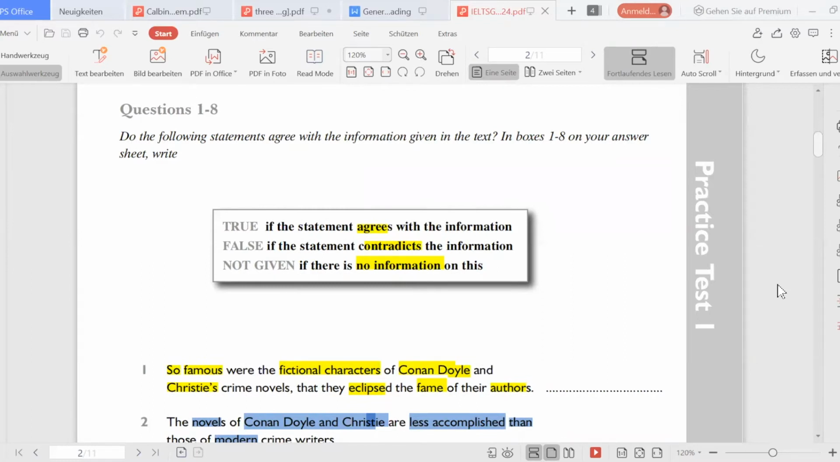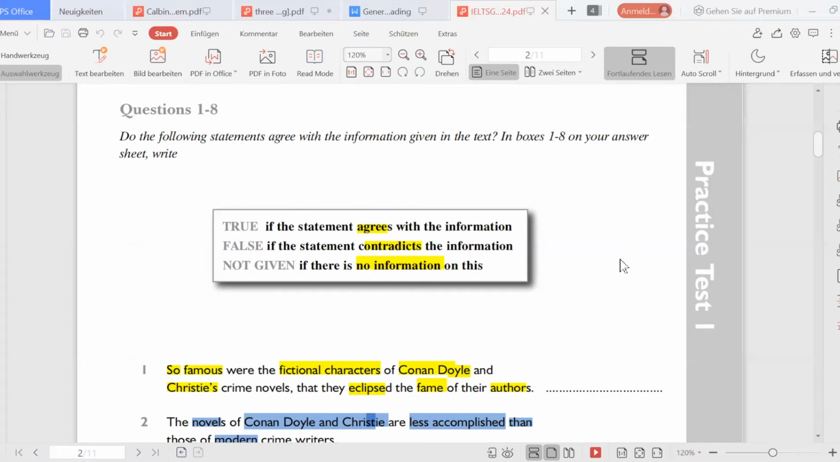So false means that it contradicts the information. What does contradict mean? Contradict means that it's the opposite of what you see in the text. Okay, it's the opposite of what you see. If the question says A, what you see in the text is B, and we'll look at these given cases.